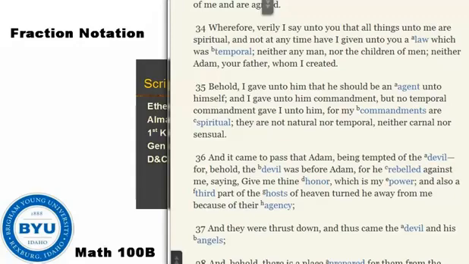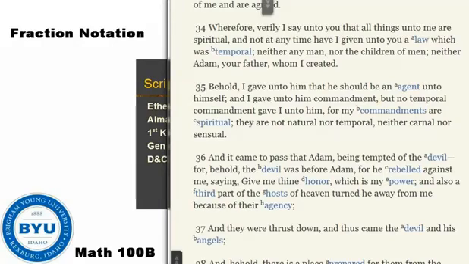It's always existed. And what law is he talking about? Well, take a look in verse 35. It says, "Behold, I gave unto him that he should be an agent unto himself. And I gave him a commandment, but no temporal commandment gave I unto him. For my commandments are spiritual. They are not natural nor temporal, neither carnal nor sensual." So we have agency. Agency existed well before this life, and it's something that a great blessing to us.